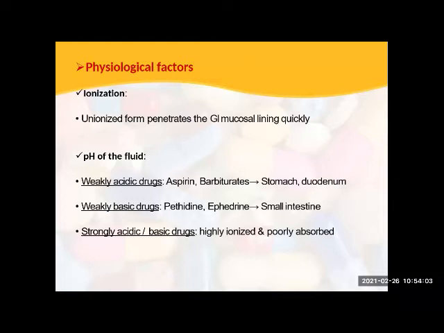Okay, so next is pH of the fluid. In case of weakly acidic drugs like aspirin and barbiturates, stomach and duodenum is the ideal site for the absorption. In case of weakly basic drugs like pethidine and ephedrine, small intestine is the ideal site. And in case of strongly acidic or basic drugs, which are targets for the ionization, they get poorly absorbed if given by the oral route. So in such cases, we have to give the drug by the parenteral route.